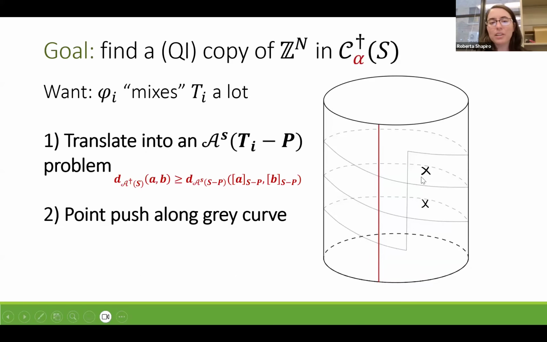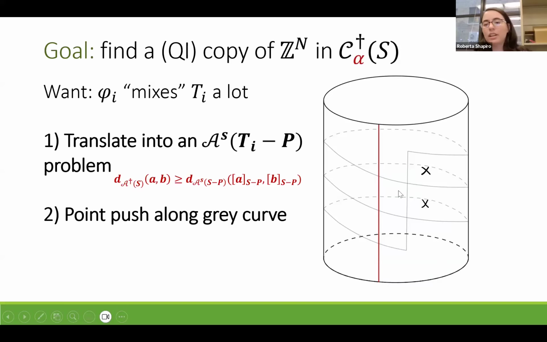We're going to add a few punctures to our annulus to make it less of a simple surface. And we're going to translate this into a problem about arc graphs. And in particular, this is a problem about surviving arc graphs, which I'm not going to define, but you can think of this as a subgraph of an arc graph.